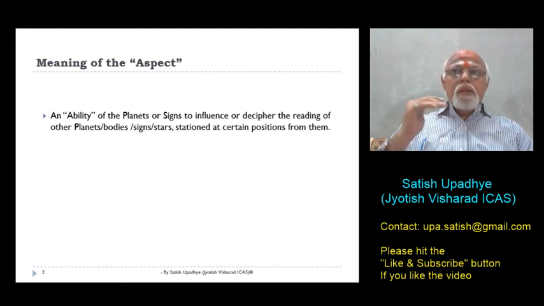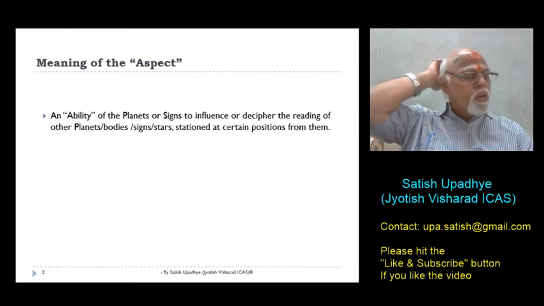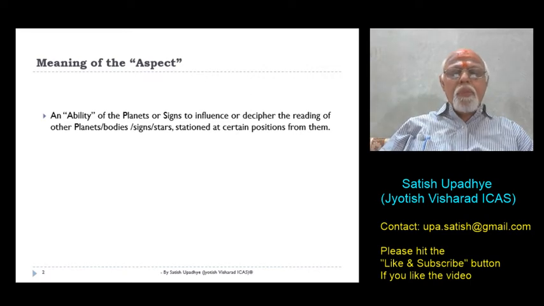One is that the aspecting planet will influence the planets or bodies which are stationed at a particular position from them. Number two is that they decipher the changes in the natural phenomena of the planets or the Rashi station like this.